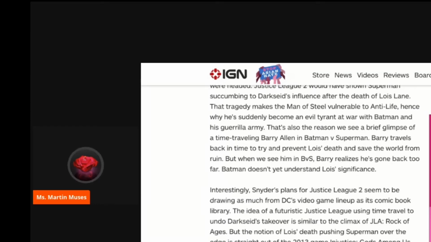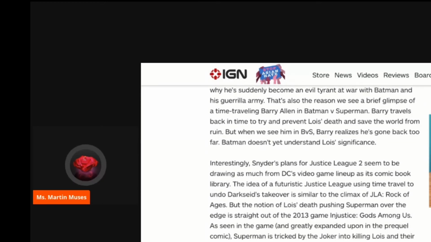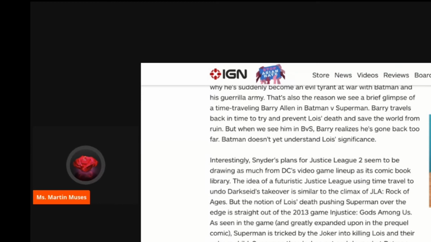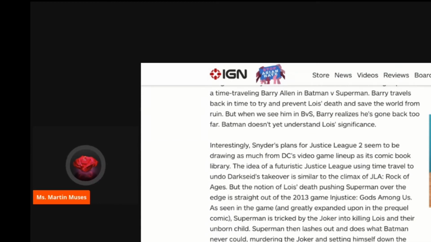That's also the reason we see a brief glimpse of the time-traveling Barry Allen in Batman v Superman. Barry travels back in time to try and prevent Lois's death and save the world from ruin. But when we see him in BVS, Barry realizes he has gone back too far. Batman doesn't yet understand Lois's significance.